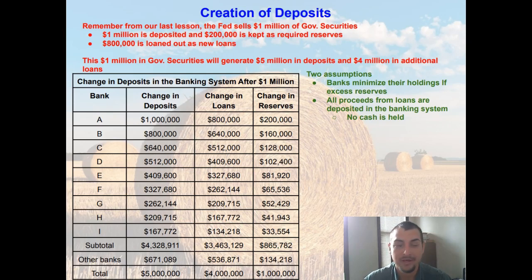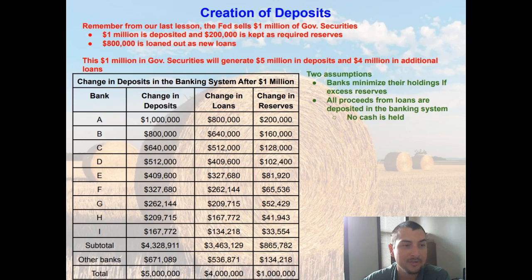And this is all possible because we're not really dealing with a physical currency, right? We're not dealing with cash or coins or a dollar bill or a nickel. We're dealing with entries in a checking account. So because of that, we're actually creating more money. So let's go through and look at a table here and elaborate more on how this is actually happening.